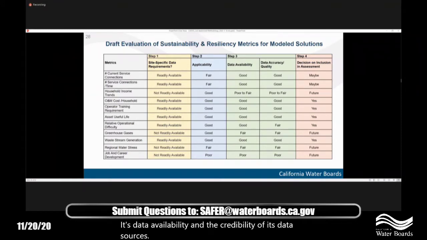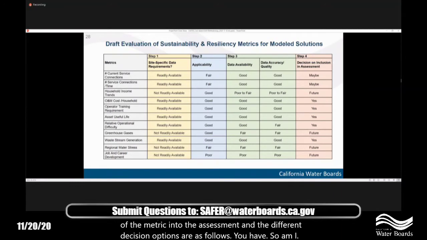If you're interested in the details of how this evaluation tool was developed and is implemented, I would recommend that you refer to the white paper where all of this is laid out in more detail. But for today, I'll very briefly mention that the tool evaluates each metric according to the criteria highlighted in steps 1 to 3. That would be the columns in front of you. And based on the evaluations in steps 1 to 3, a decision is made on the inclusion of the metric into the assessment. And the different decision options are as follows.